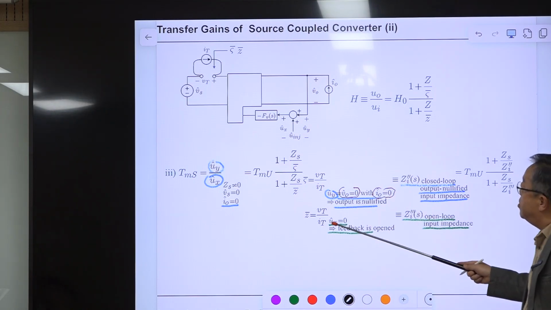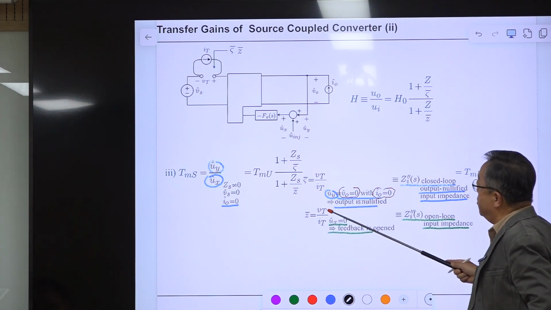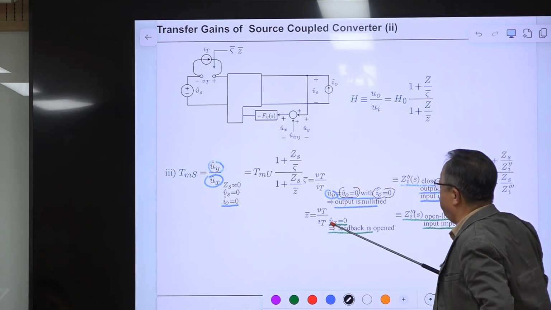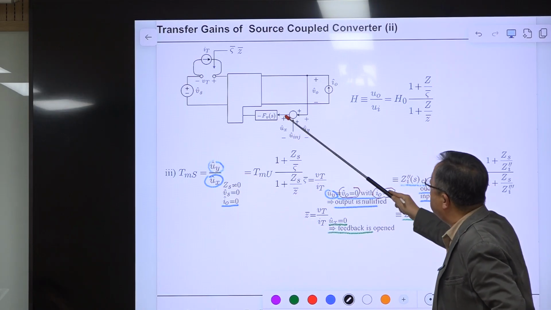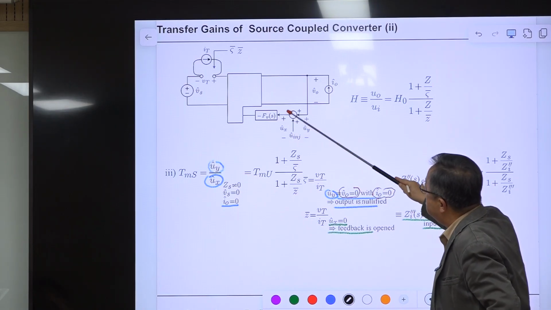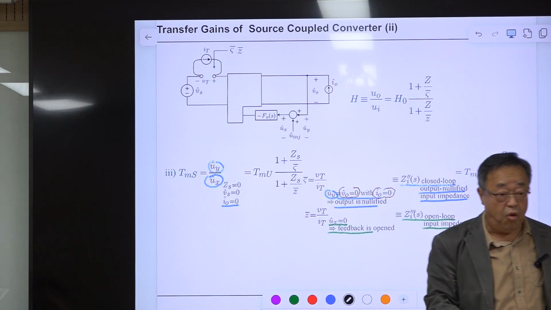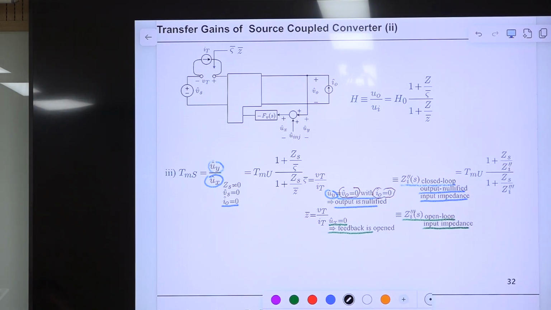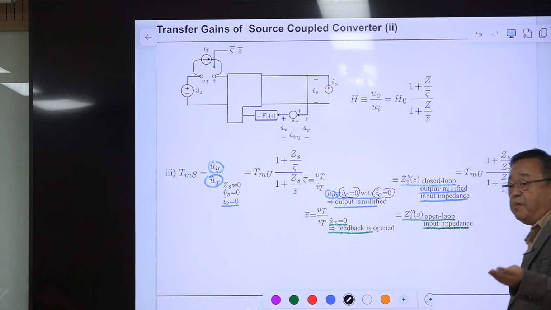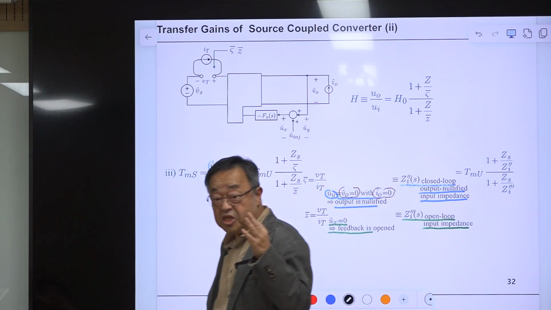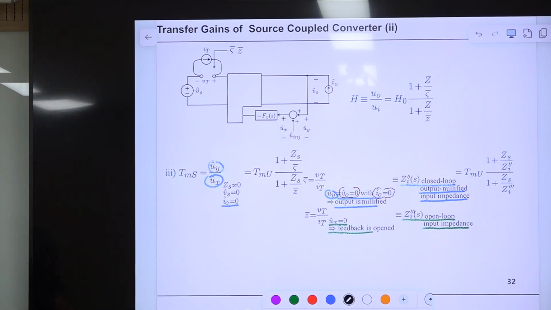This one, the impedance seen here with this UX is 0. UX is 0. This is 0. Feedback is broken. Open circuit. Input impedance. Okay. So I defined the GI triple prime, double prime, single prime, no prime, okay? GIU. There are 4 different input impedances associated with this.